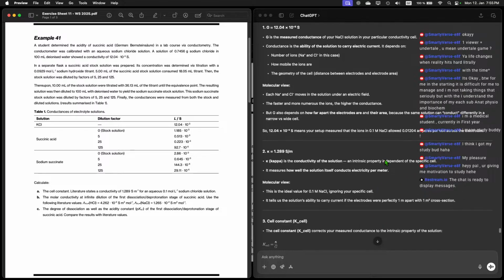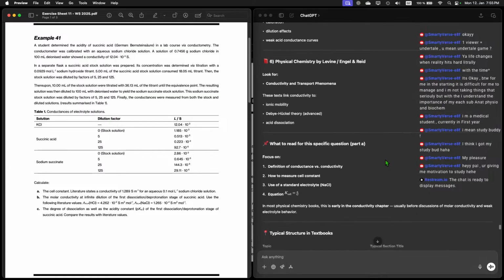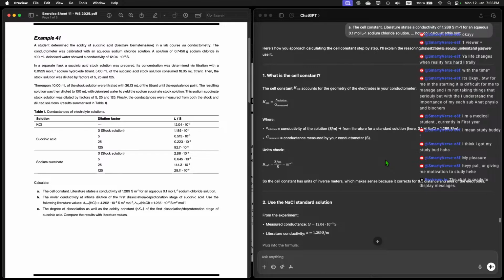And G, conductance measured by a conductometer. 30 minutes? No, please. Gotta be fast. He said we set a time for 30 minutes. Fast. Conductance measured by a conductometer.